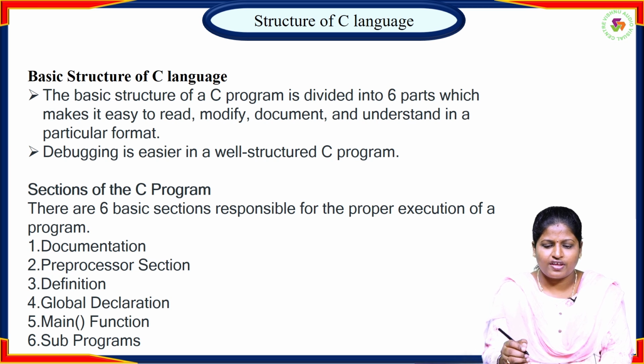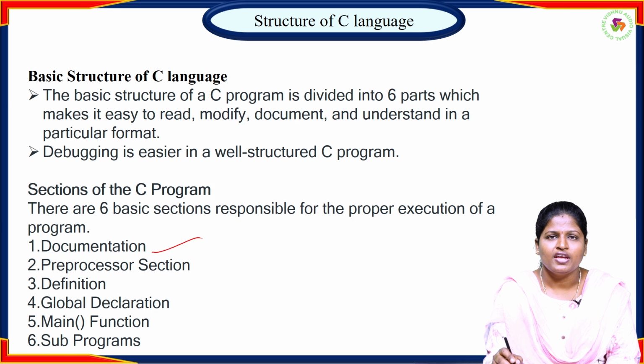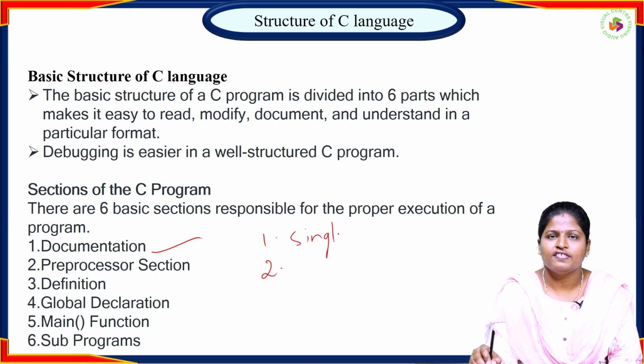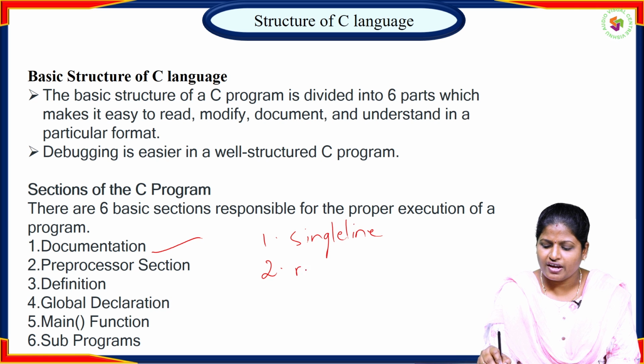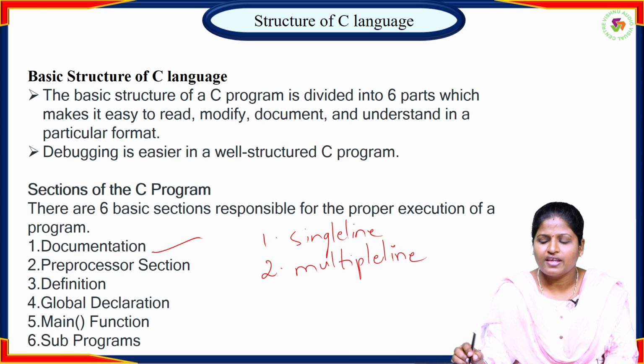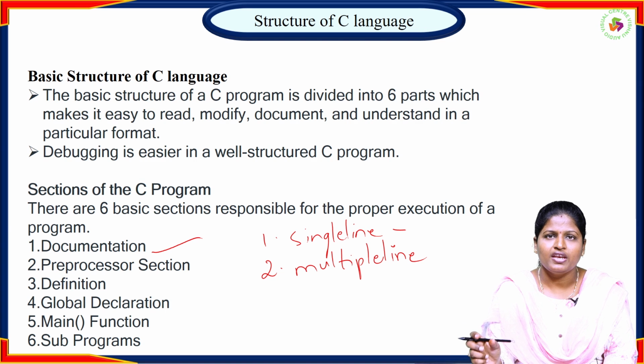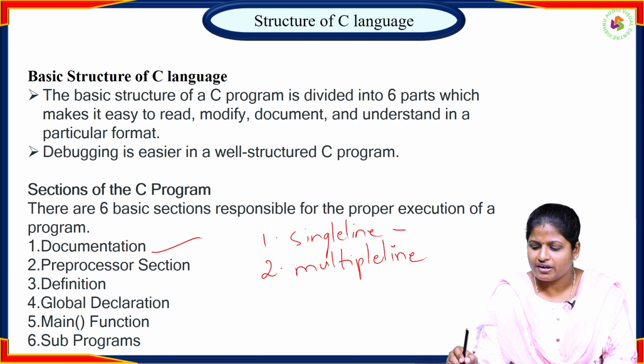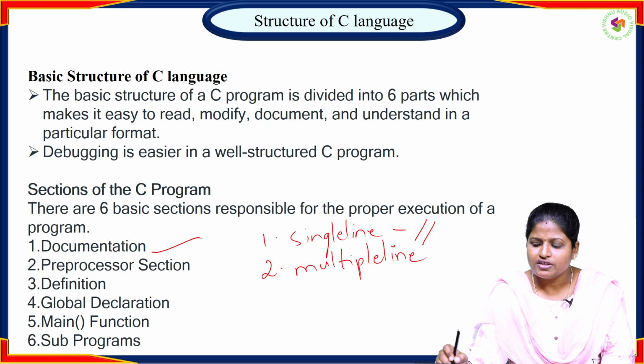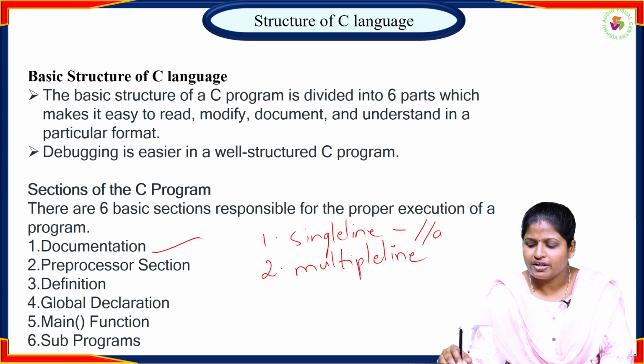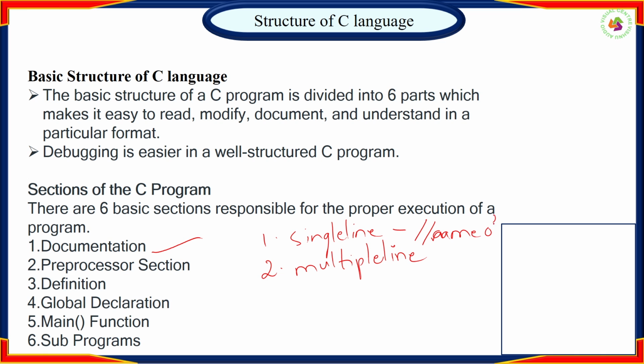In the documentation section, we use comments. Here, we have two types of comments. The first one is the single line comment and the second one is the multiple line comment. In the single line comment, we write the name of a program in a single line. For writing that single line comment, we have to start with 2 slashes. After these 2 slashes, we write the name of the program. This is the single line comment.